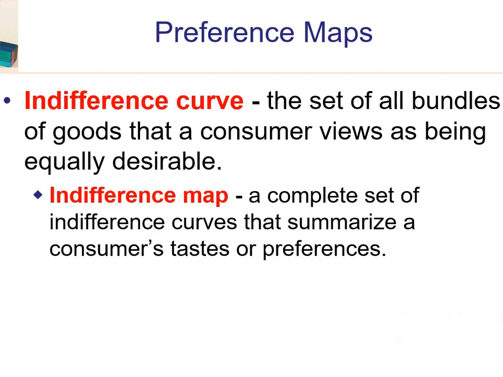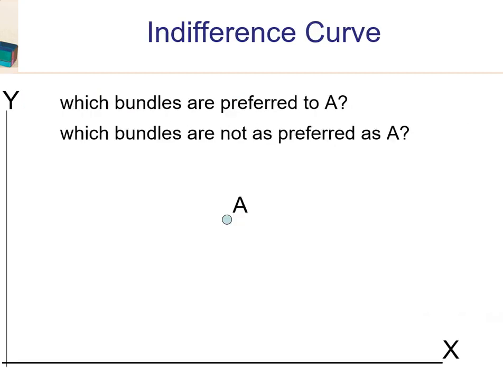It will show you the set of all bundles of goods that a consumer considers to be equally desirable or the same. An indifference map will provide a complete set of indifference curves and summarize a consumer's taste or preferences. So let's provide an example.